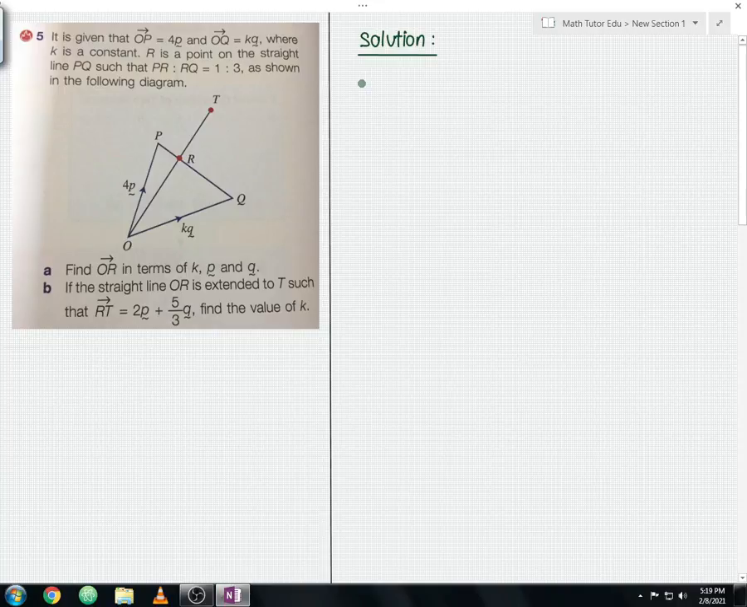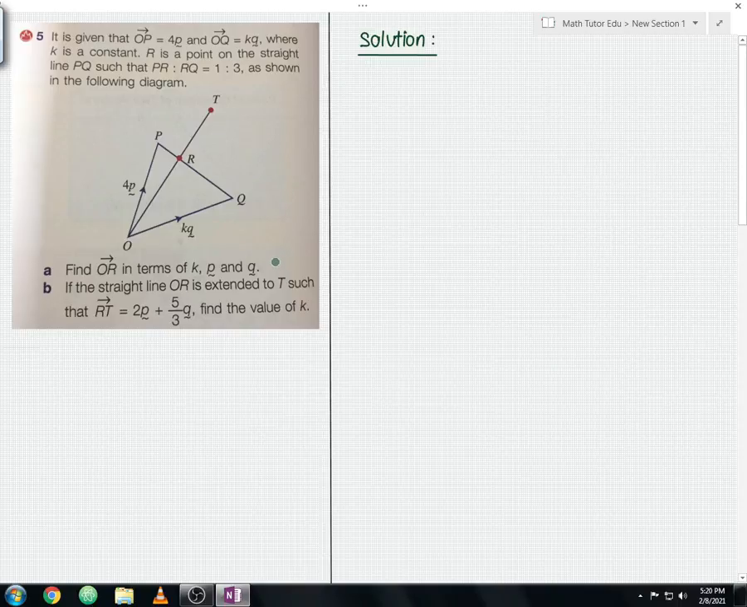Okay, let me read the question now. It is given that vector OP is equal to 4p and vector OQ is equal to kq, where k is a constant. R is a point on the straight line PQ such that the ratio of PR to RQ equals 1 to 3, as shown in the following diagram. So this is the diagram over here. Okay, continue to read the question.